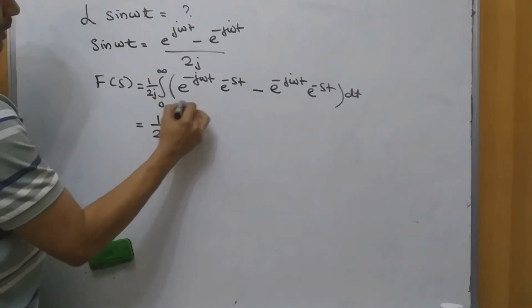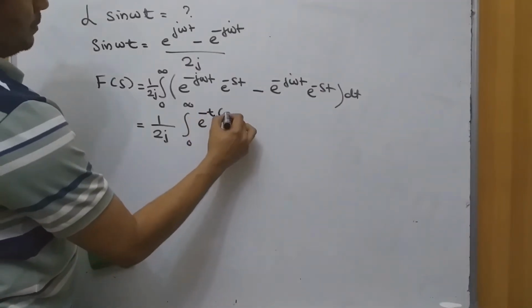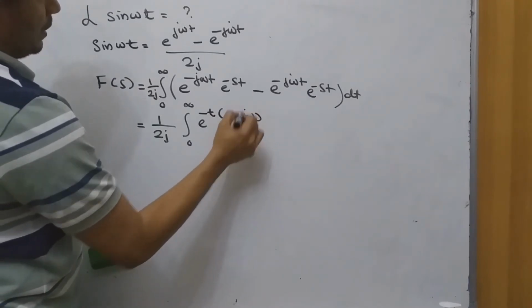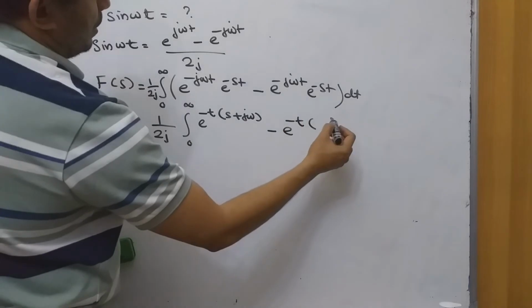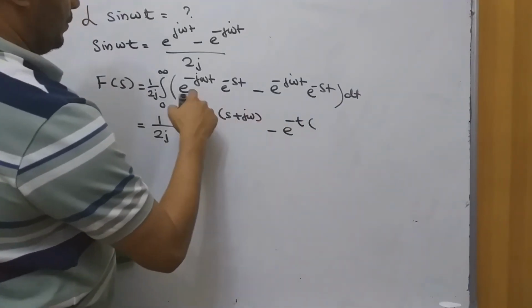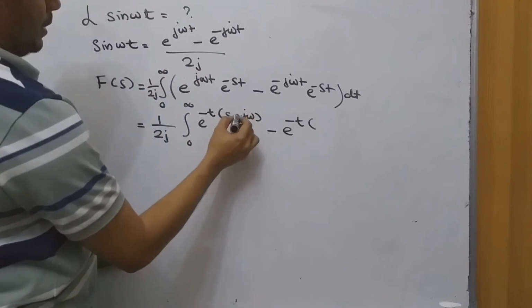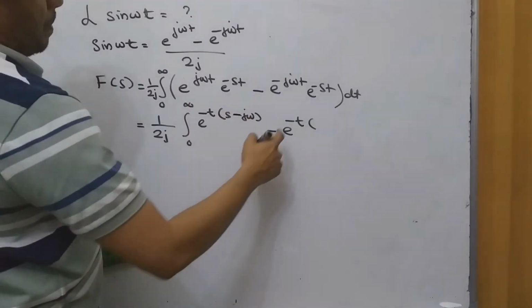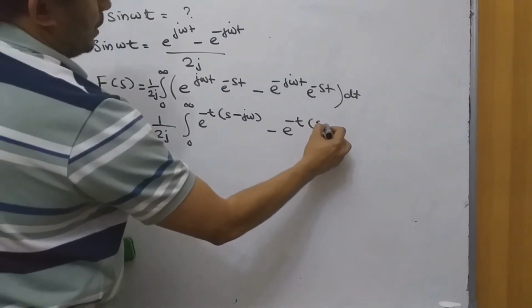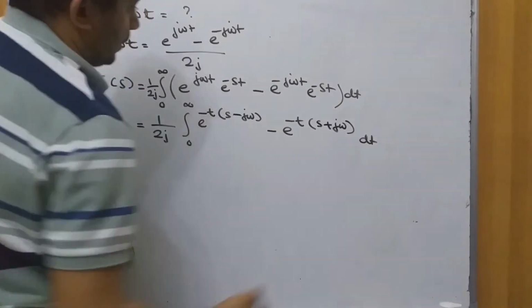So 1 by 2j is a common factor, and we are going to integrate this. Taking e to the power minus t as a common term, we will have here (s minus j omega), minus, with minus t taken out, (s plus j omega), dt.